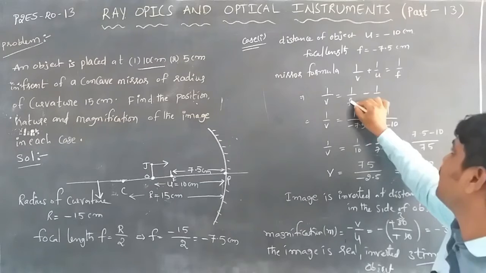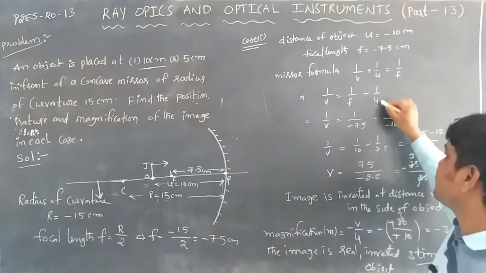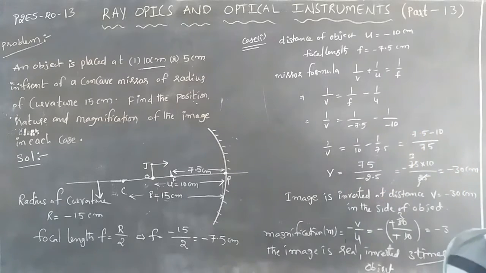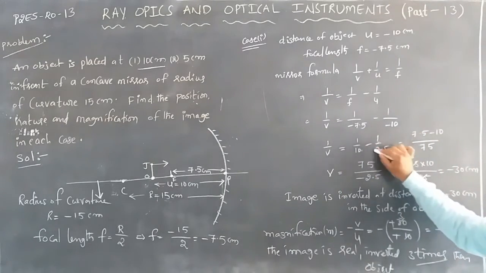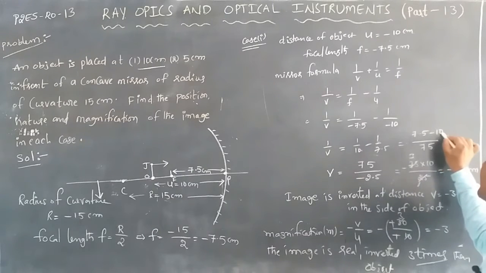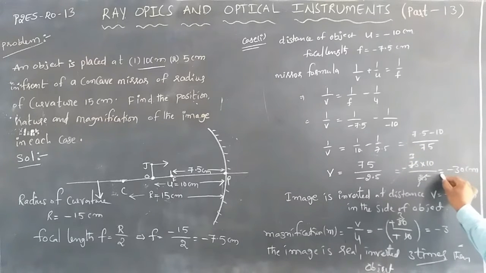We have a focal length f equal to minus 7.5 and u equal to minus 10. We are substituting the numerical values in the formula. By doing the LCM, we can get 7.5 minus 10. Then from that derivation and the total calculation, we can get the value for the image.